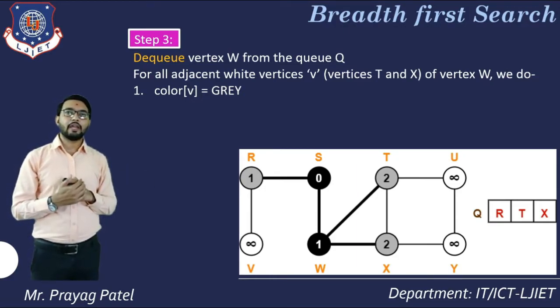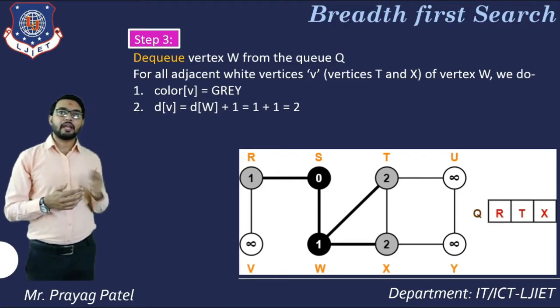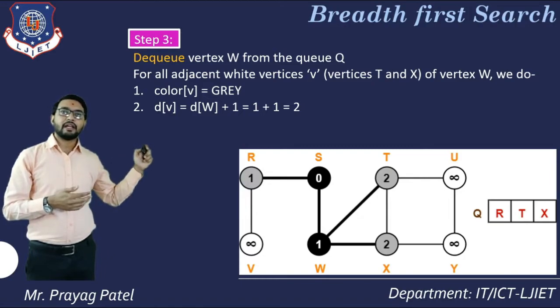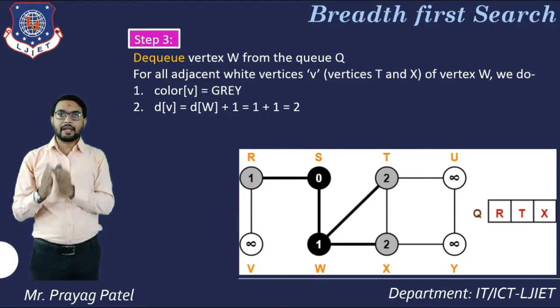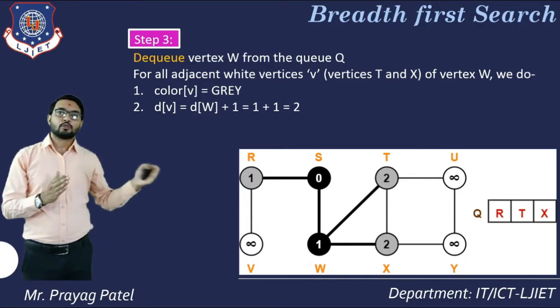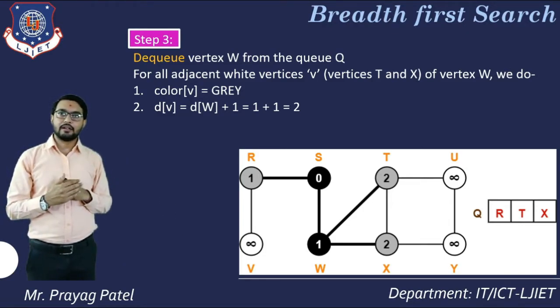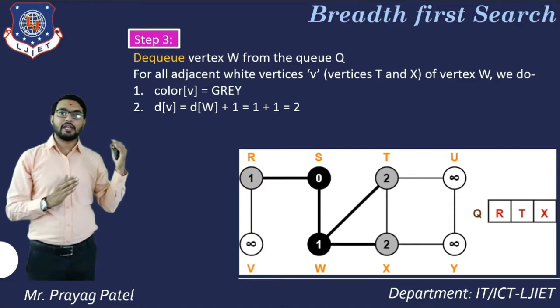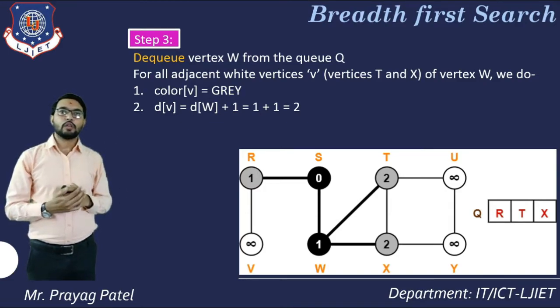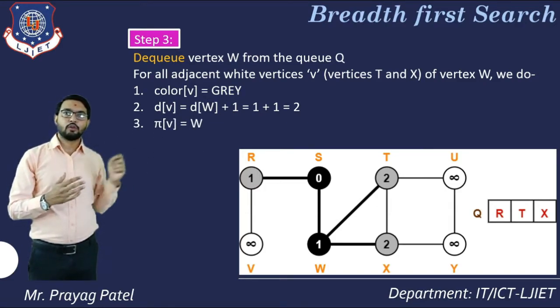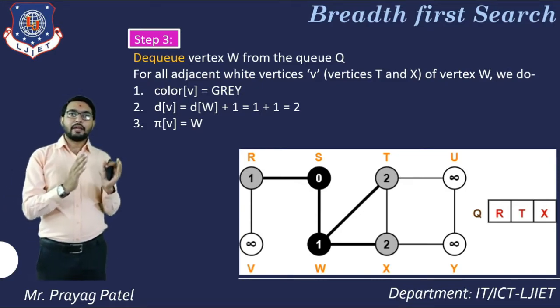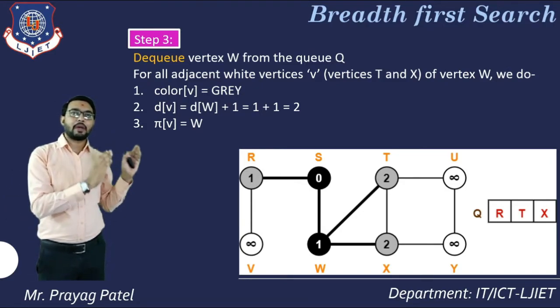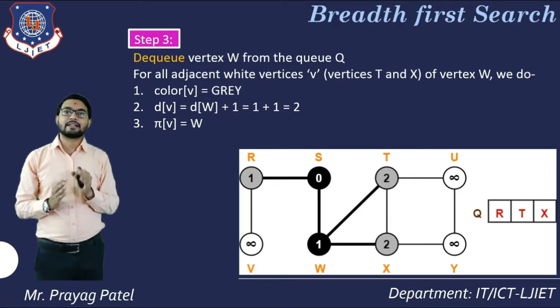First, color of V equals gray, meaning the color of T and the color of X equals gray. Then the distance is the parent node's distance plus 1. Here the parent node is W, so W's distance plus 1 means the distance for T and X equals 2. Now pi of V, the parent of node T and the parent of node X, is W.